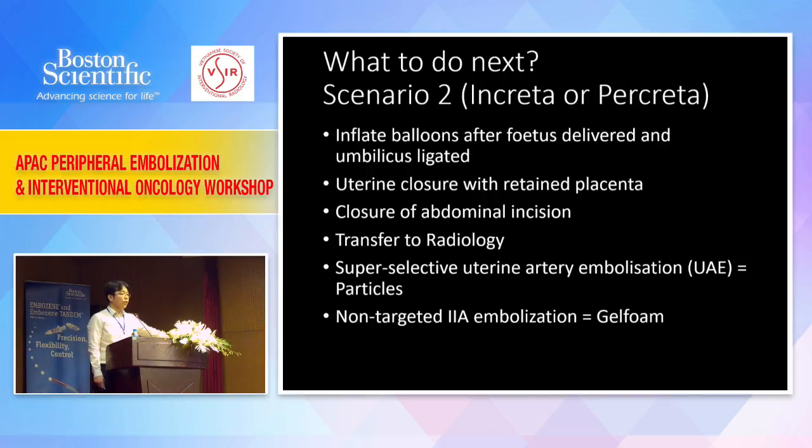What happens if it's increta or percreta, which means that the placenta has invaded into the myometrium a little bit more deeply? The initial part is literally the same, except the obstetrician will not deliver the placenta and leaves it in there. They close the abdominal incision, and transfer the patient down to radiology to have either super selective uterine embolization or non-targeted IIA embolization, depending on your preference.